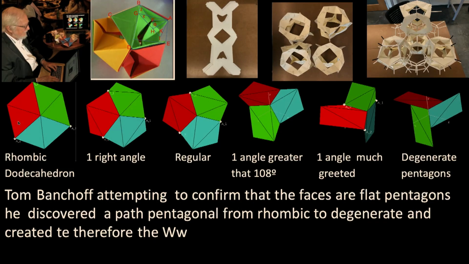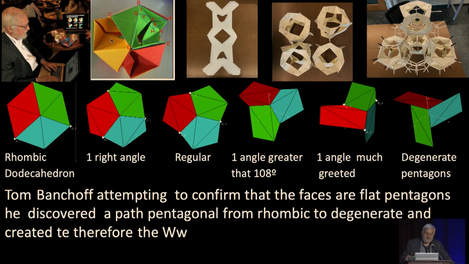And when Tom took my trigonometry and tried to prove that in fact these are flat pentagons, he discovered there's a path that starts from the rhombic dodecahedron and ends with a degenerate one where the pentagon has opened up into the angle, so it's now a rectangle. And everything in between. The one I had folded is right here. The regular is in the middle.